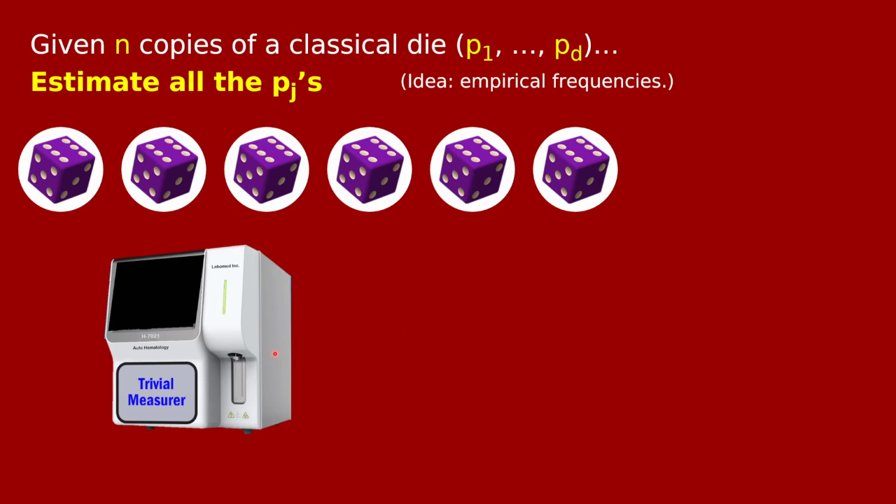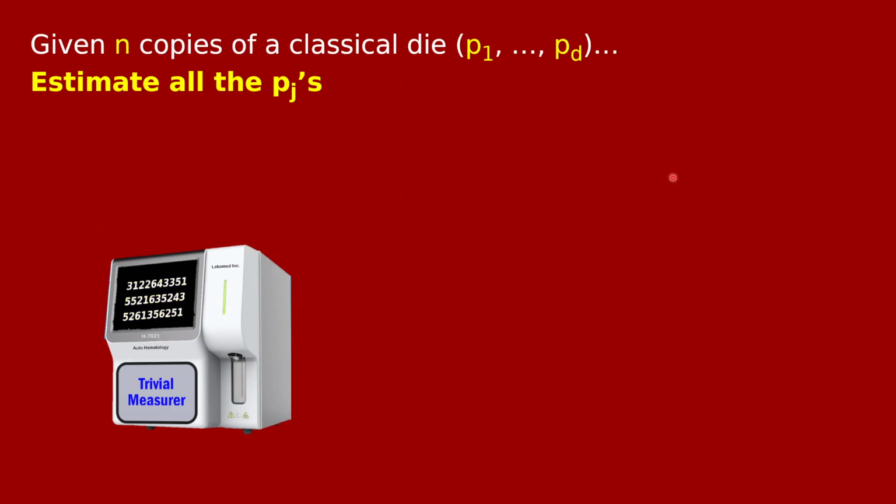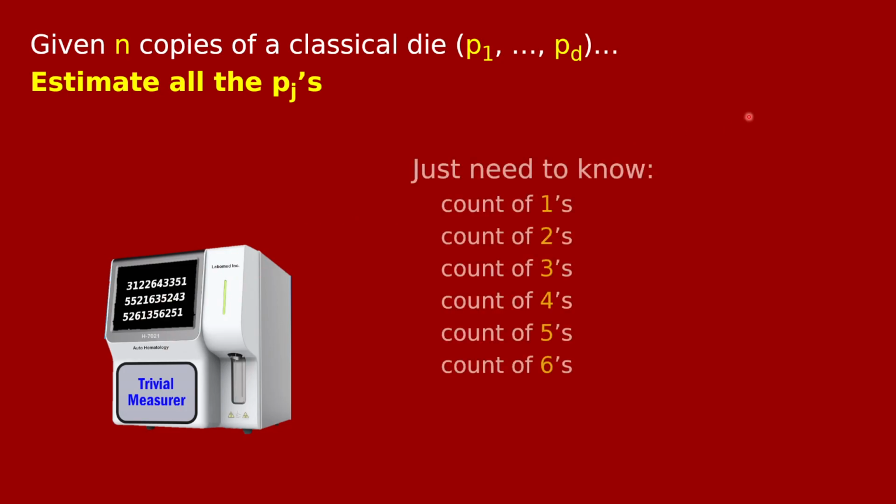As I said before, it would seem there's no reason not to just use the trivial measurer. So plug all the dice into it. The measurer rolls the dice and just says, okay, the first outcome was 3, the second outcome was 1, the third outcome was 2, the fourth outcome was 2, etc. And actually, you can see as you're getting this information, it's really a little bit more information than you need. Because honestly, for the purposes of trying to estimate all the face probabilities, you don't really care about the order in which these outcomes came up. You really just want to know how many 1s came up, how many 2s, how many 3s, etc., how many 6s.